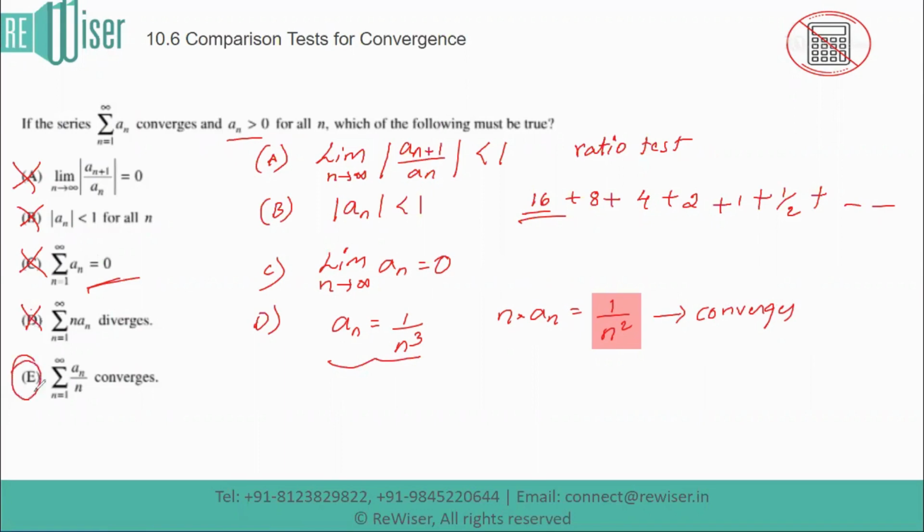So of course, E has to be true. If you take any example, let's say I take this example itself. If a_n is 1 over n cubed, then a_n over n is going to be 1 over n to the power 4. This one will also converge using a p-series test. So this option E works for all sequences. Whenever a_n converges, a_n over n will also converge. So that's why option E is the right answer for this one.